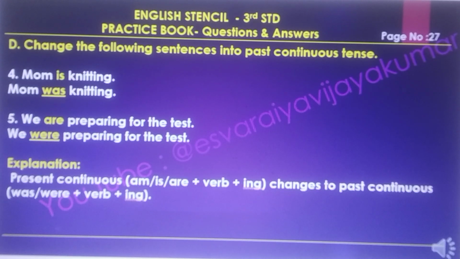And fourth one, mom is knitting and mom was knitting. We are preparing for the test. We were preparing for the test. The explanation, the present continuous tense am, is, are plus verb plus ing changes to past continuous tense was, were plus verb plus ing.